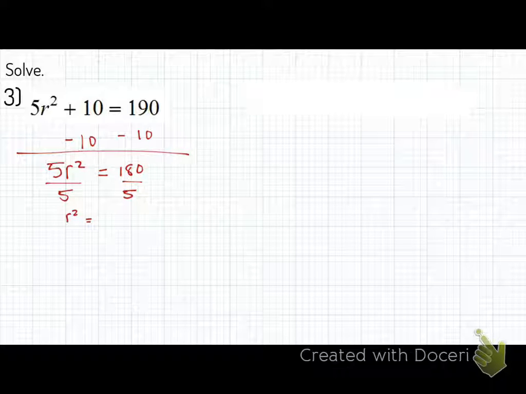36. 36, good. Okay, how do I get r by itself? We have it's being squared. What's the opposite of squaring r? Square rooting r squared. Okay, so we're going to cancel those out. So we get r is equal to plus or minus. What's the square root of 36, everyone? 6, good. That's your answer. 2 answers. 6 and negative 6.